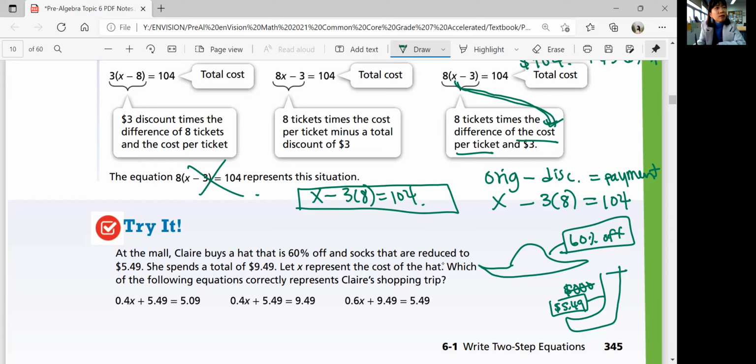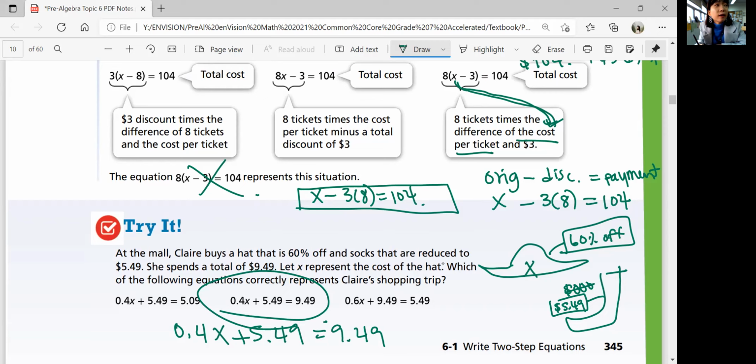If X is the cost of the hat, how can we represent the equation correctly? Well, whatever the cost of the hat is, if you have 60% off, how much are you paying? You're paying 40% of the price, right? So you want to multiply 0.4 times X to get whatever Claire paid for the hat. And then she paid 5.49 for socks, and total is 9.49. So which one is correct? This one. Okay.